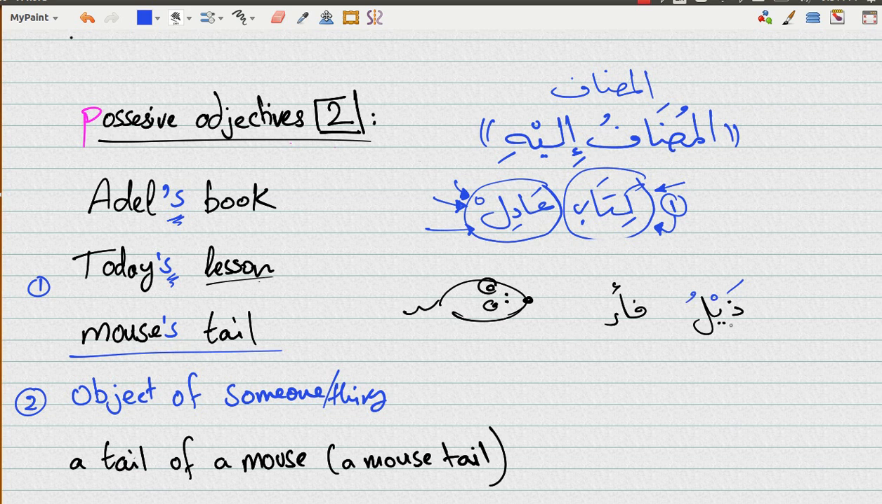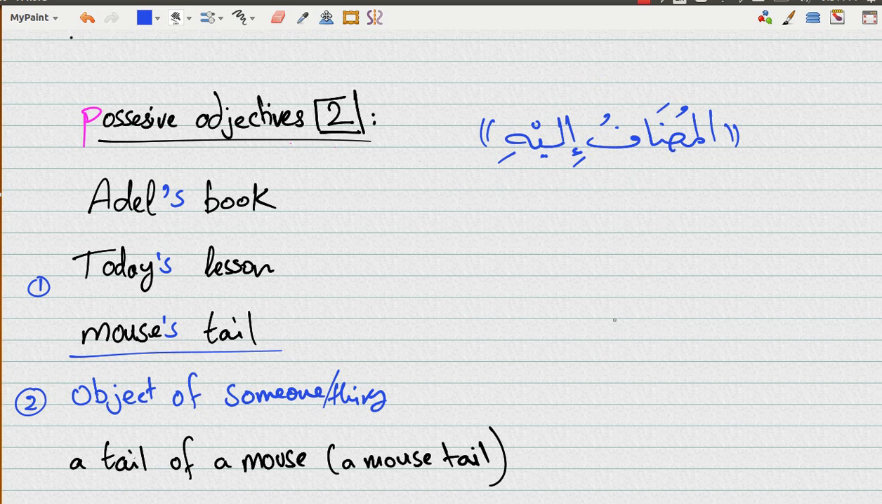So to attach or to give the tail to the mouse and say that this is its tail, we do two things. Since we're talking about a specific mouse, we add al, and second thing, we add kasra. ذيل الفأر. ذيل الفأر. Okay? ذيل الفأر, the mouse's tail. Okay, good.